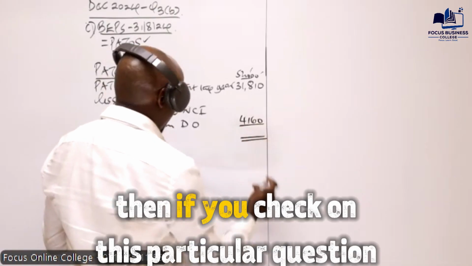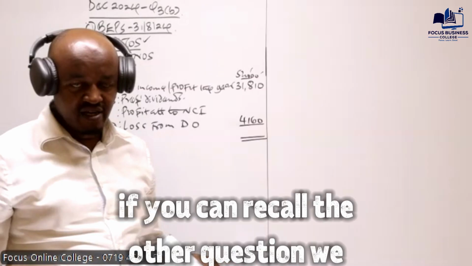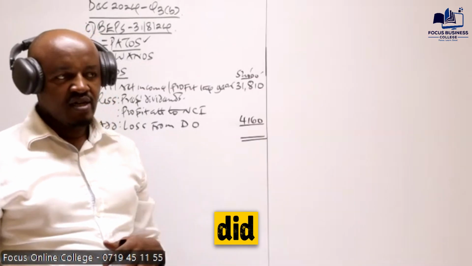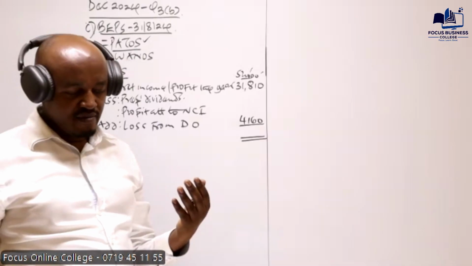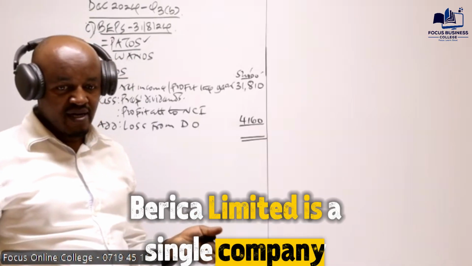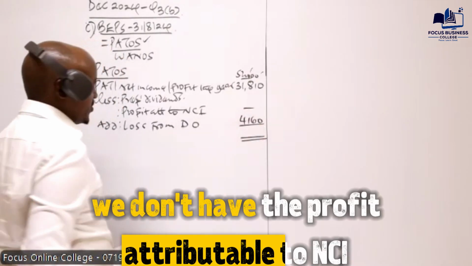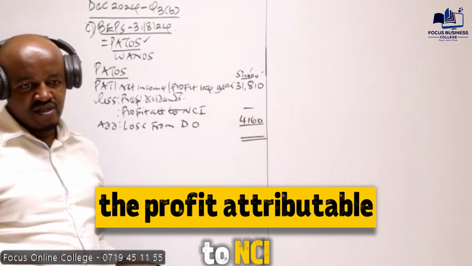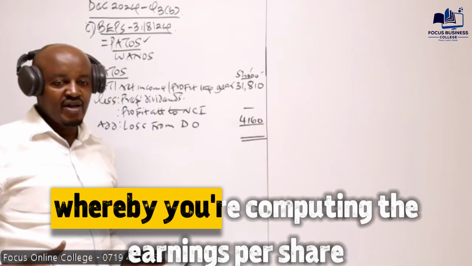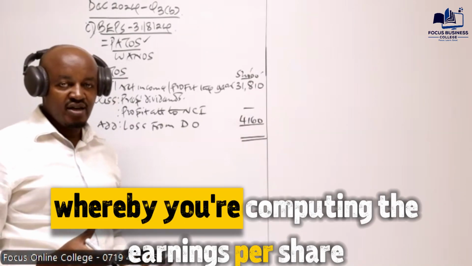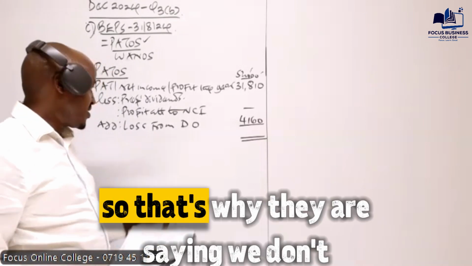And that is an amount of 4160. Then if you check on this particular question here, this is basically a single company. If you can recall the other question we did, it was a question for a group of companies. That's why here we're given information for Birika Limited. It's a single company. So automatically, we don't have the profit attributable to NCI. You'll only be given this whereby you are computing the earnings per share for a group of companies. So that's why we are saying we don't have that.